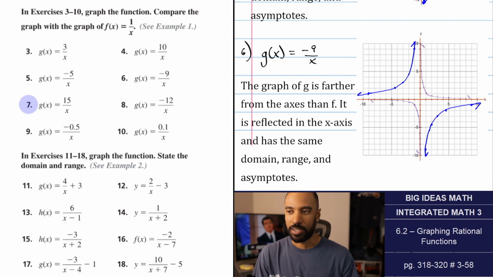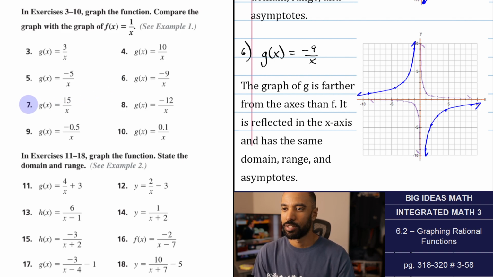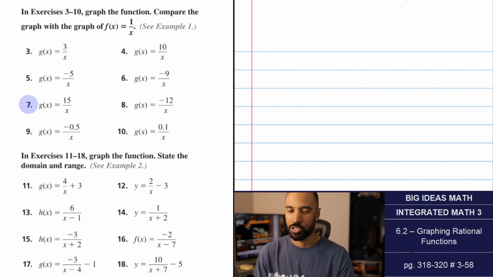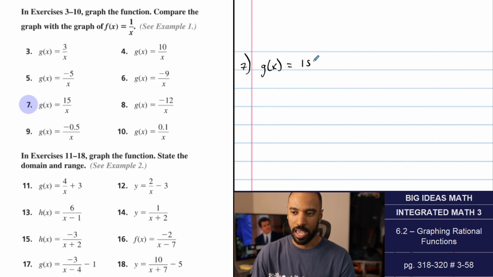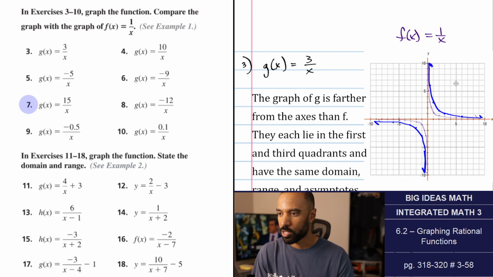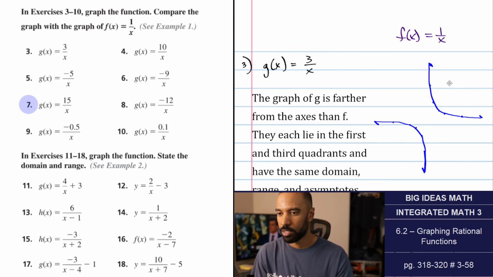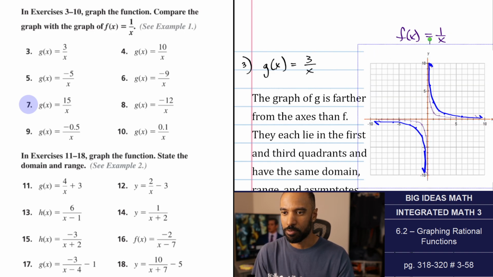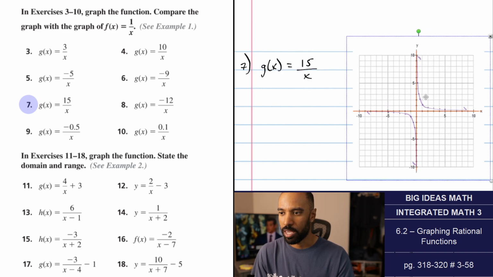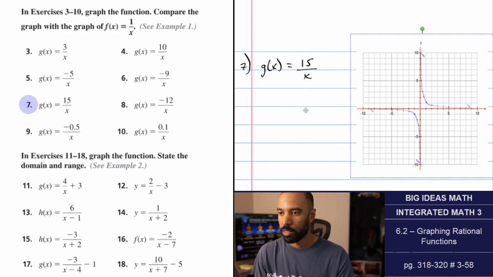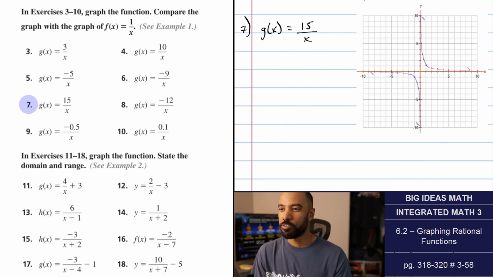All right, number 7, even farther out. We're just distancing ourselves a little more each time. So 7 is g of x equals 15 over x, and I actually have to copy one of the graphs over here with this. Give me 1 second. Copy. Oh, I cut it. Even better. Paste. Okay. Not actually better. All right, 15 over x.